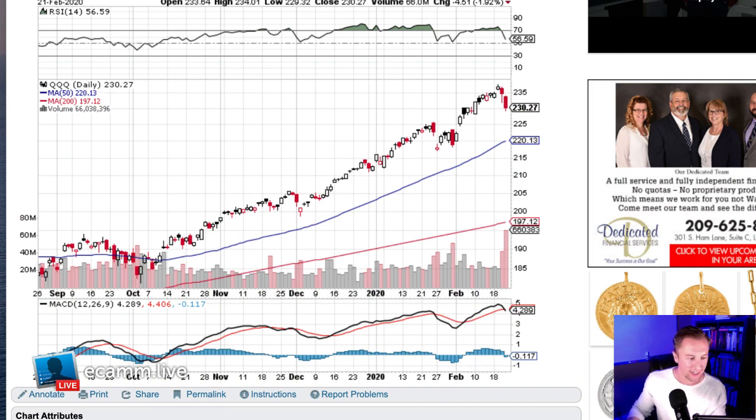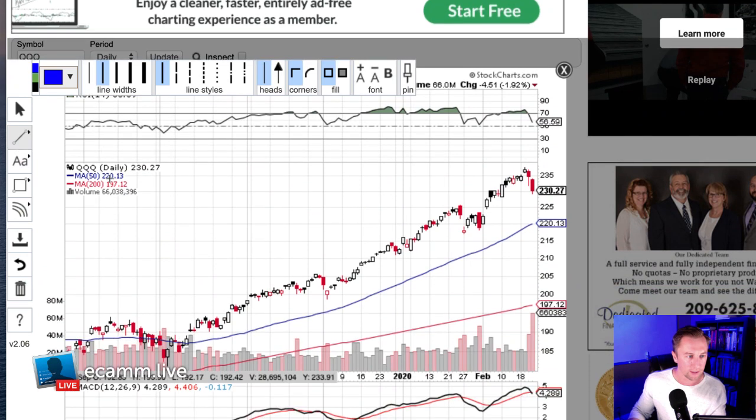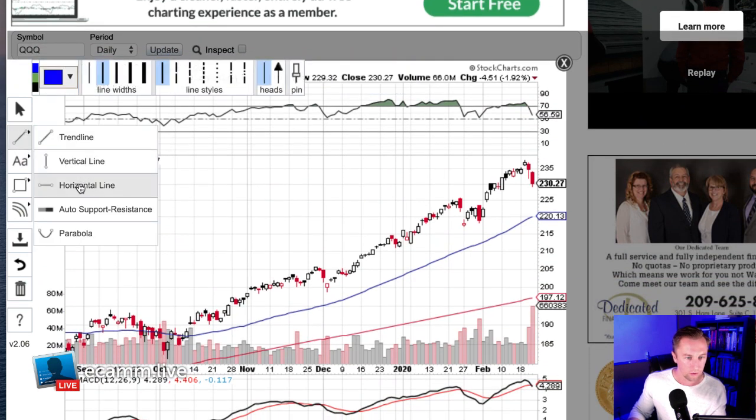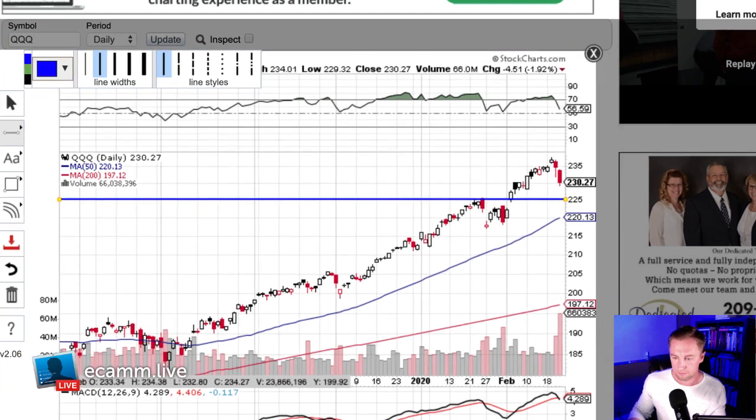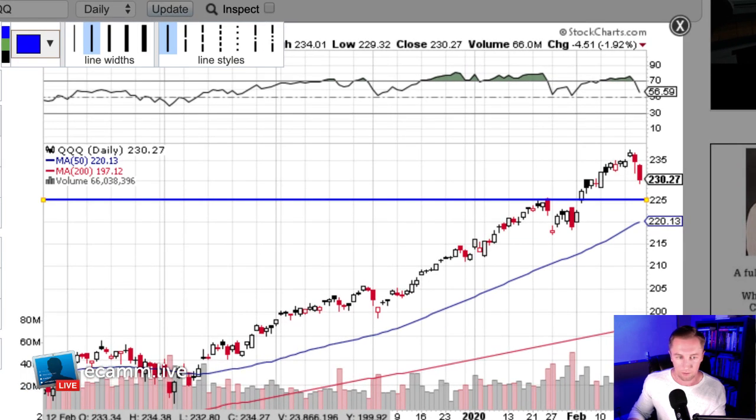So QQQ, Lewis. I'm going to go ahead and annotate. I hate how it moves. I've got to figure out a better way to do this. A horizontal line through this area right here. Let me see if you can see that. Basically what I'm showing right now is it was overbought. The RSI indicator is a really easy way to tell. If it shows green up there past the 70 mark, it means it's overbought.